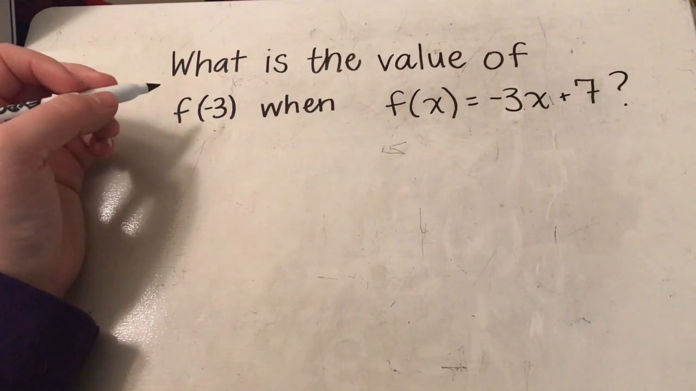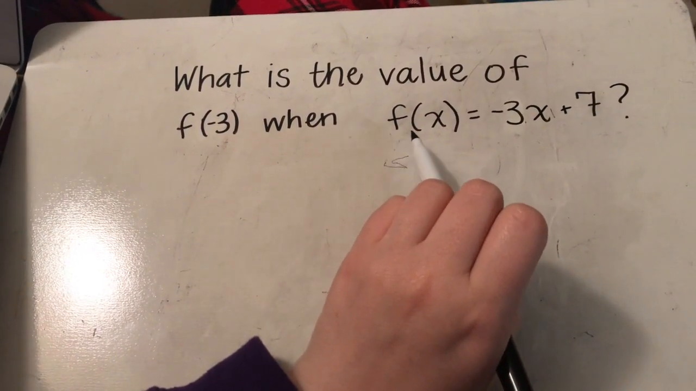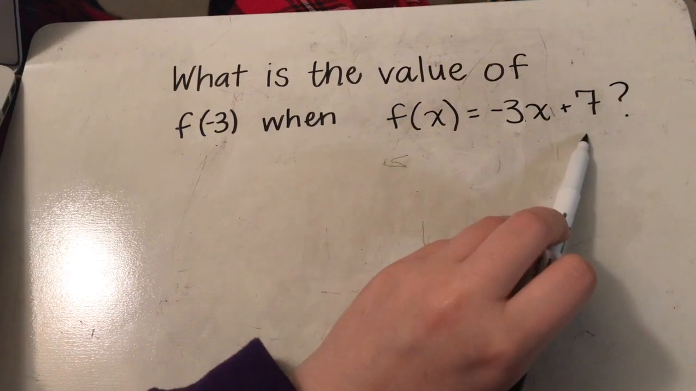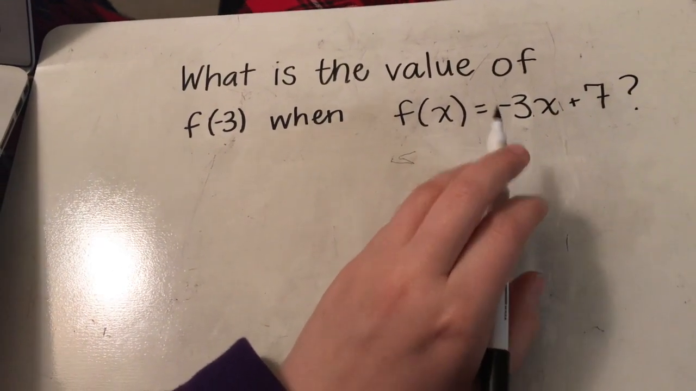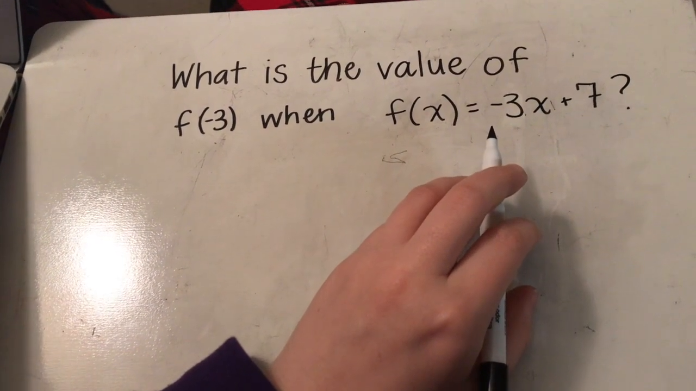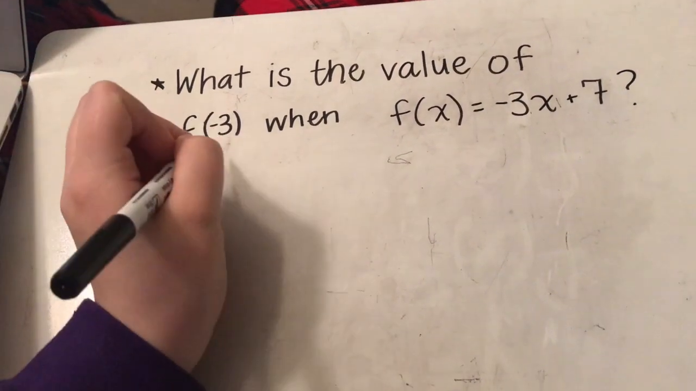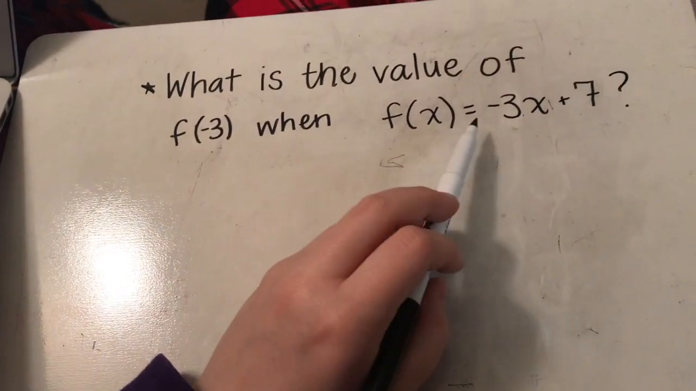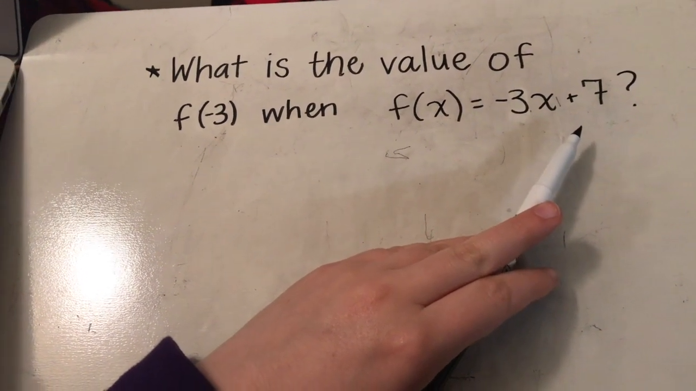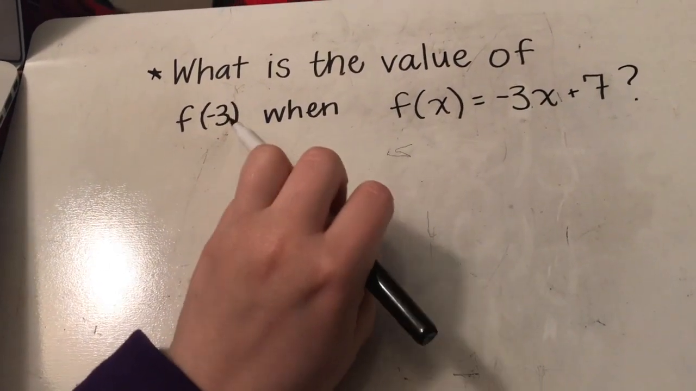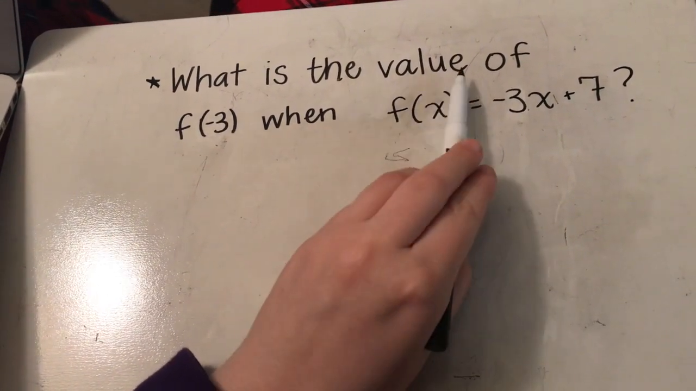All right, so in the last video, we saw a table that was coordinates from f of x equals negative 3x plus 7. We used the table to figure out what f of 0 was. Sometimes they're going to ask you a question like this. What is the value of f of negative 3 when f of x equals negative 3x plus 7? So in this situation, we aren't given a table. We're given f of negative 3, and we have to figure out what this value is.